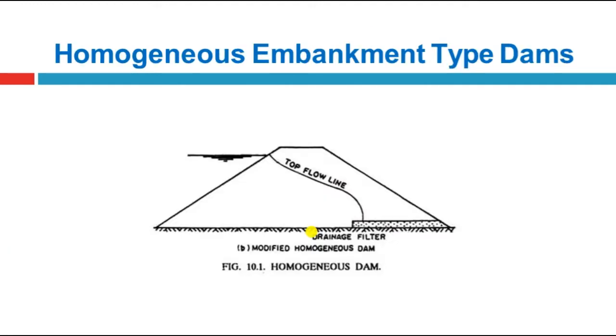In the homogeneous embankment type dam, some of that phreatic line has been seen here. This line is called the phreatic line. We will next discuss what the phreatic line is.